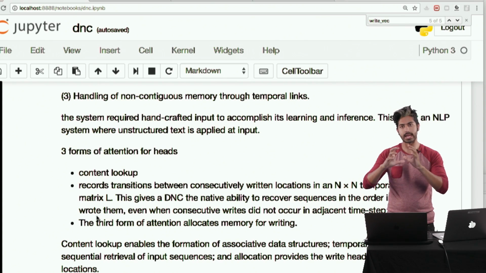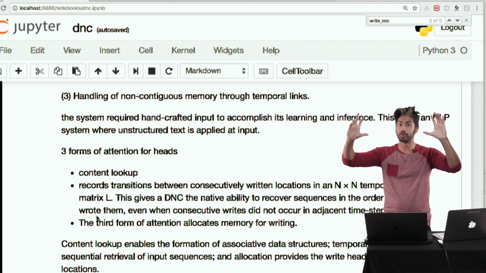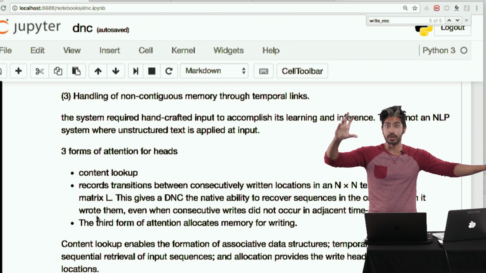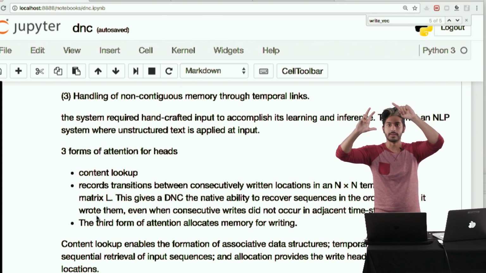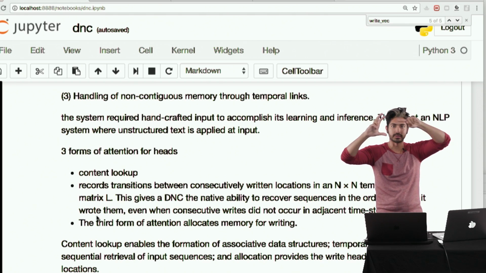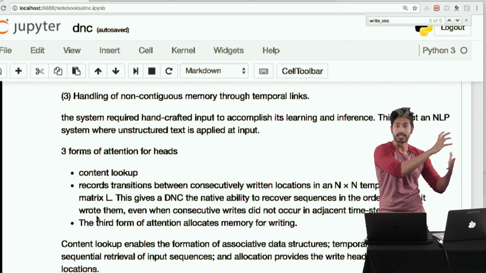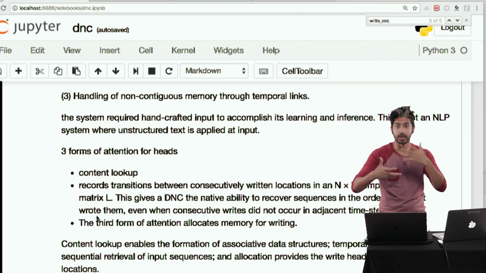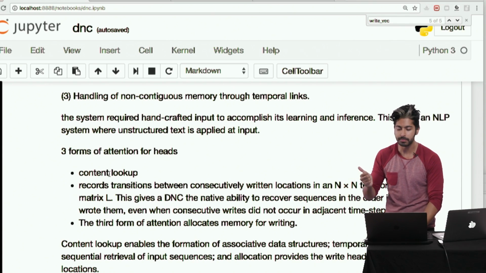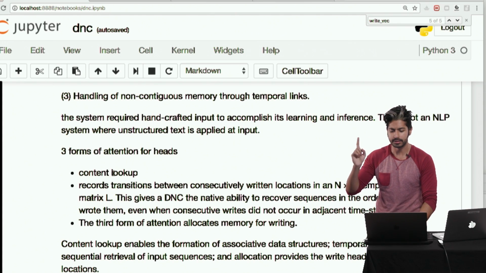We have a read or write head, and that's going to contain some content address. And then we have a similar content address in memory. So what we do is find the cosine similarity between all the content addresses to see what's the most similar. And then we can use that most similar value to update our network. So content lookup via a similarity measure is the first attention mechanism, and we'll go through each of these.